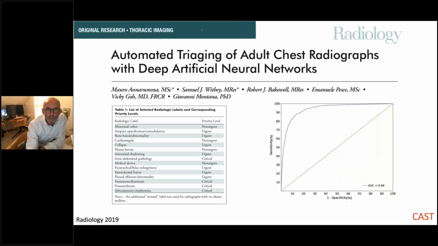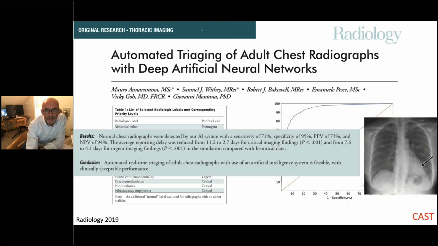So just a bit about the work that's going on now. Here's one called CAST, which is computer-aided triage, which sounds great. And here is some work done by Vicky Go et al. here in England, showing that actually you can use an algorithm and it will identify patients that need chest X-rays reported faster than others. So it will triage them. They actually did show an area of consolidation that their algorithm had missed, which I thought was excellent.